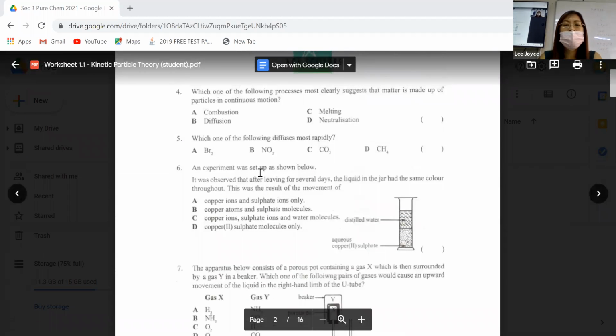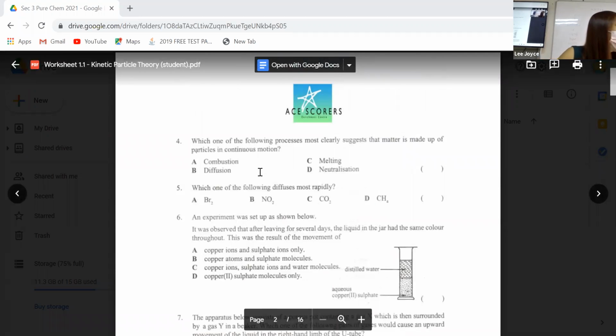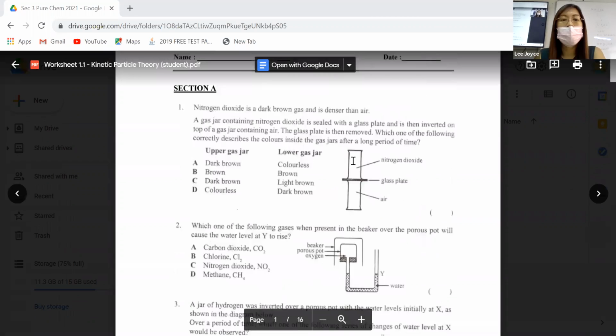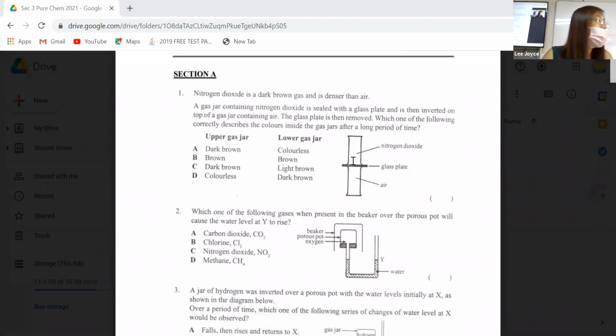If we've done 7, we have done 4 and 5. Did we do 4 and 5? We have done 5, is it? What about 4? Okay, what's the answer for 4? Okay, this is very simple, right? Diffusion. And then what about 1, 2, and 3? Okay, then we look at 1 first.